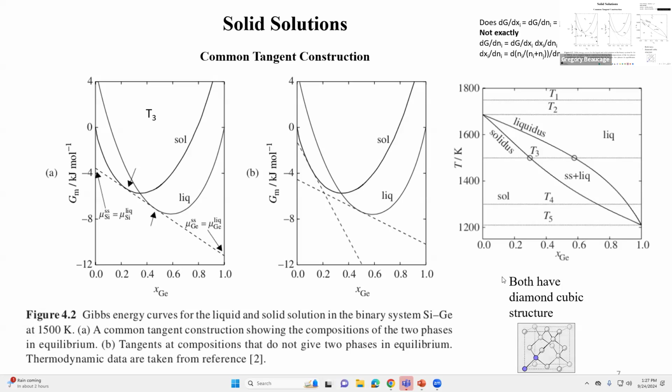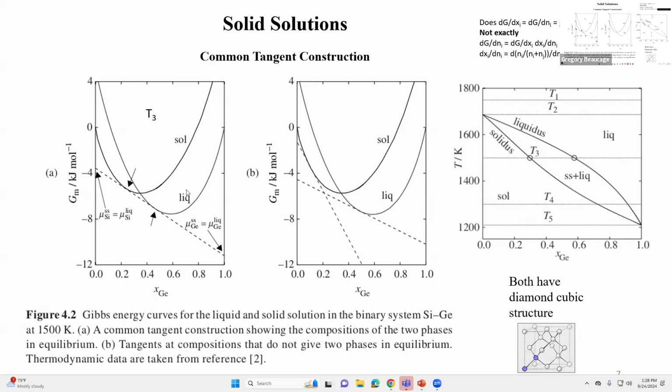But anyway, these two have the same structure. So it's similar to copper and silver, like they can fit in each other's lattices, more or less, right? So you're going to have a liquid phase and then the solid solution phase where they both form diamond cubic across the entire spectrum from 0 to 1. There's no breakup of this thing, right?